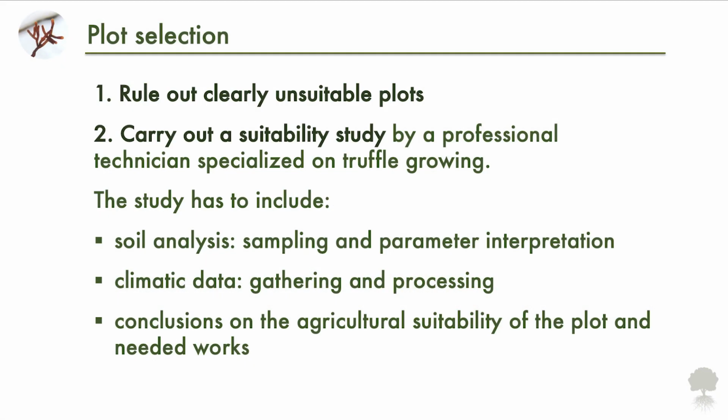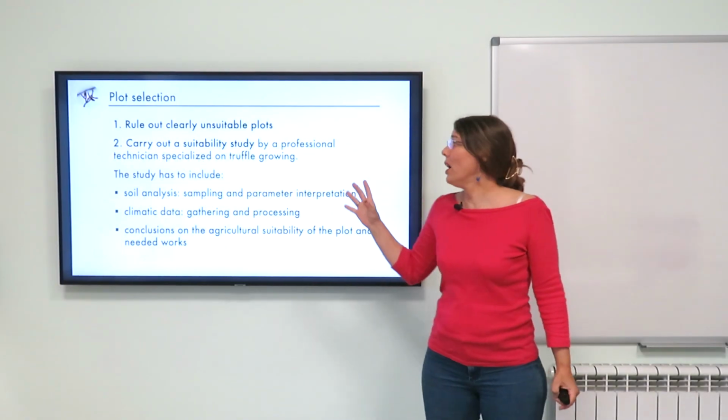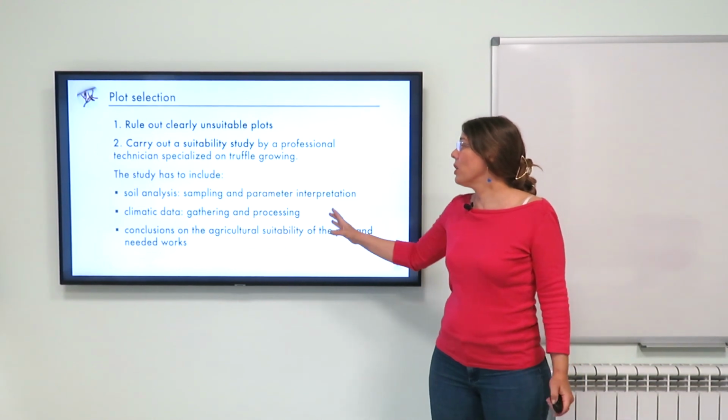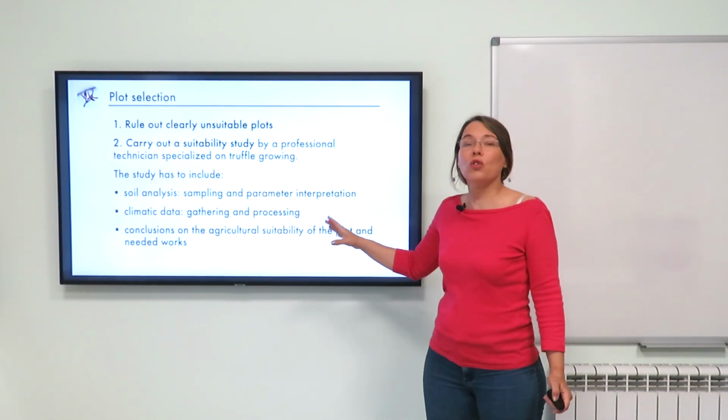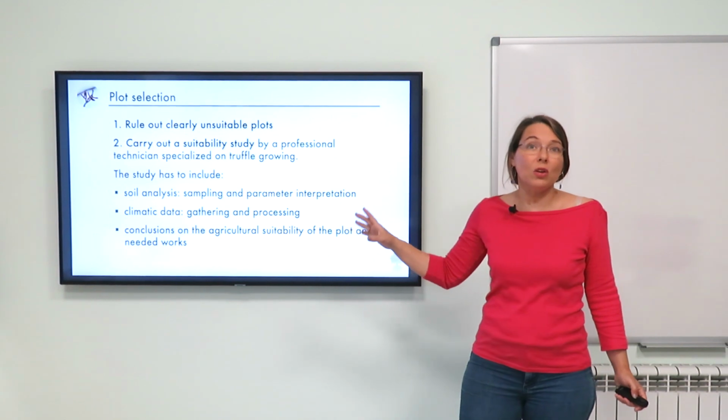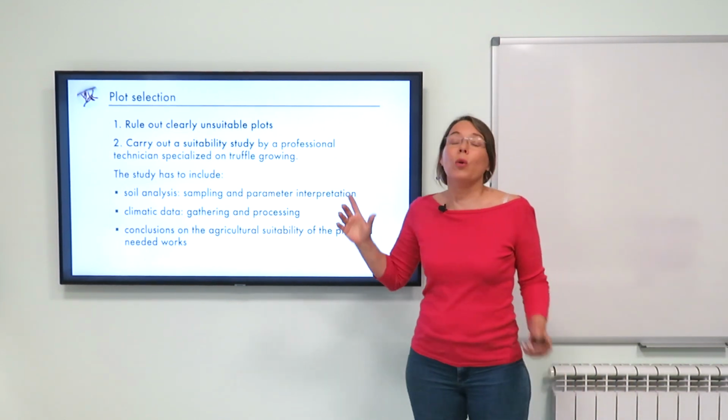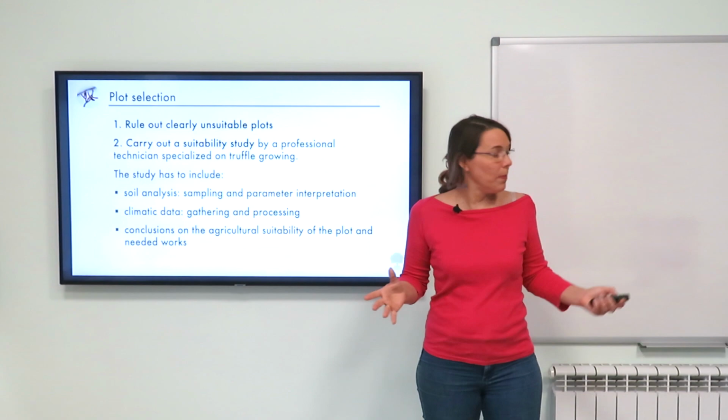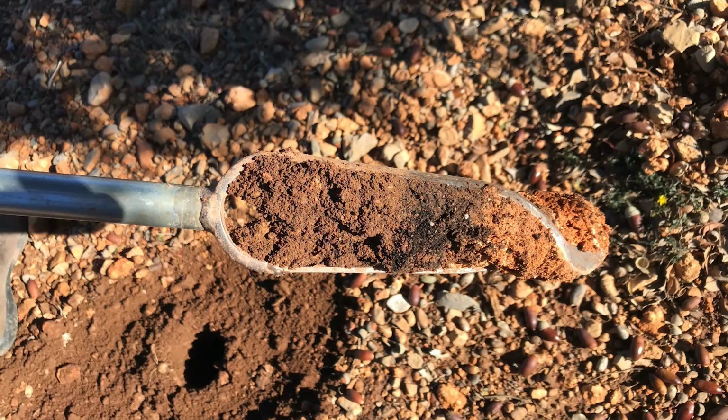They will gather, normally they should go there and check your plantation site. They should gather the climatic data, and they should take some soil samples in order to be able to get soil parameters. And with all that information, you will get a report with conclusions of the agricultural suitability of the plot, and also what you need to do to get it ready. Okay, so here you are. People think that finding the suitability of a plot is just knowing how the soil is. It's a lot more than that, okay?